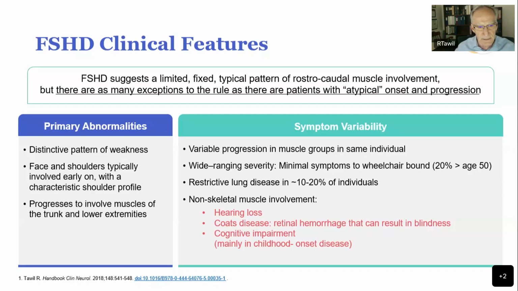There is non-skeletal muscle involvement in FSHD that is usually restricted to early childhood onset disease, and that includes hearing loss, Coats disease that causes retinal hemorrhage and can result in blindness, and in a small minority of patients who have childhood onset disease, some cognitive impairment. All three of these characteristics are seen even in the patients who have very few repeats. These are fairly rare overall, but are important to look for because not picking up hearing loss at an early age can delay the progression of a young child. I think Coats disease is self-evident. It can be very severe in some individuals if not treated early on.